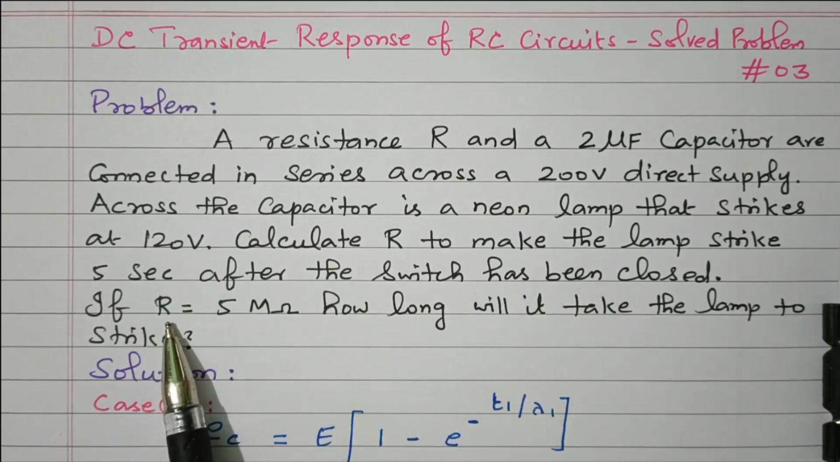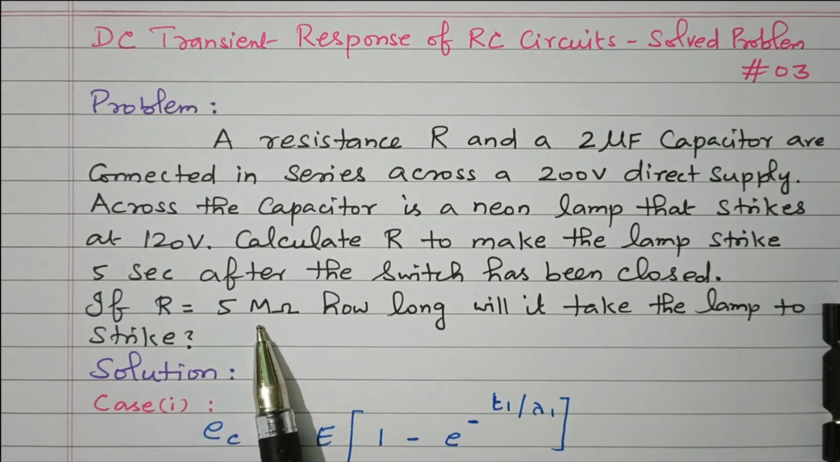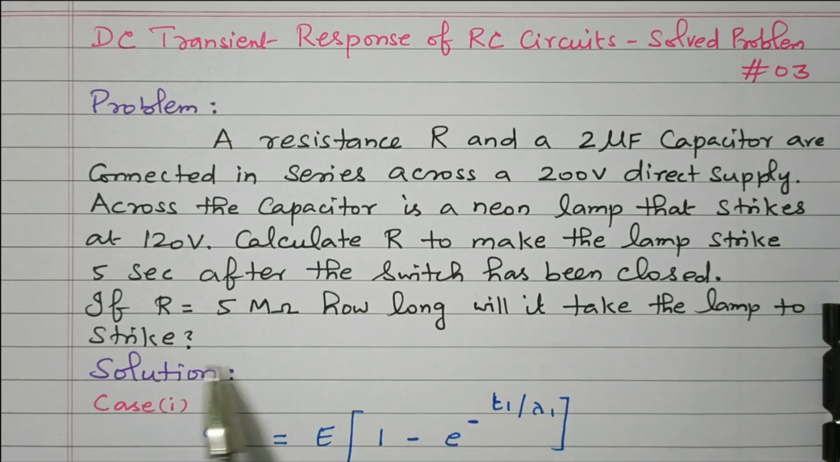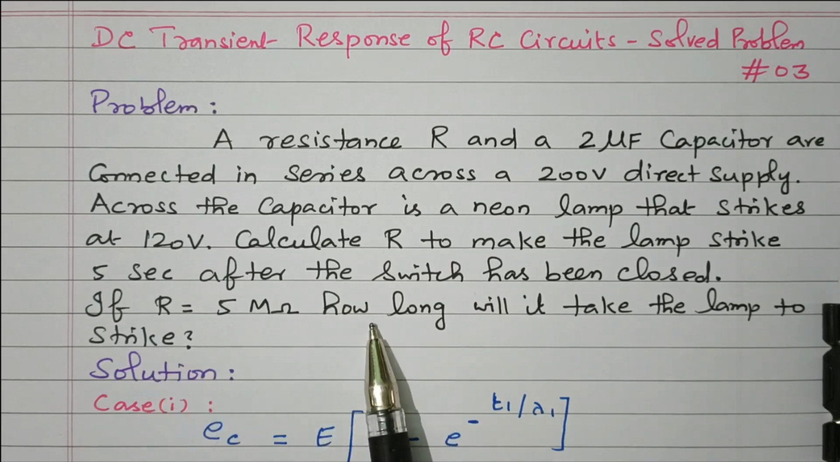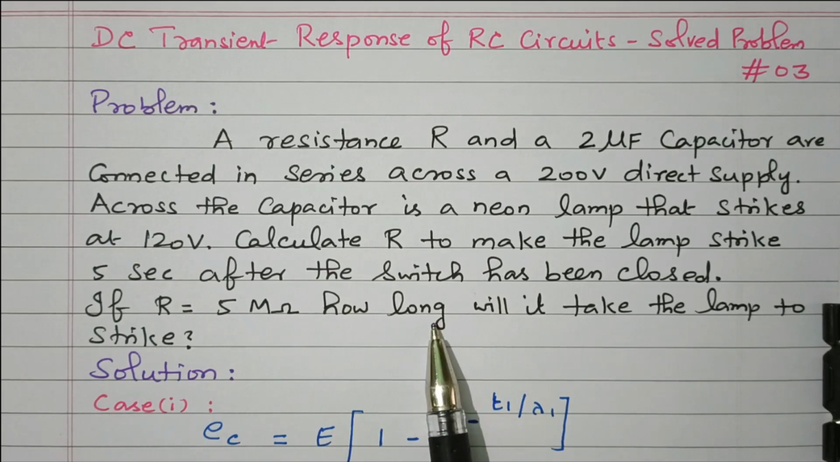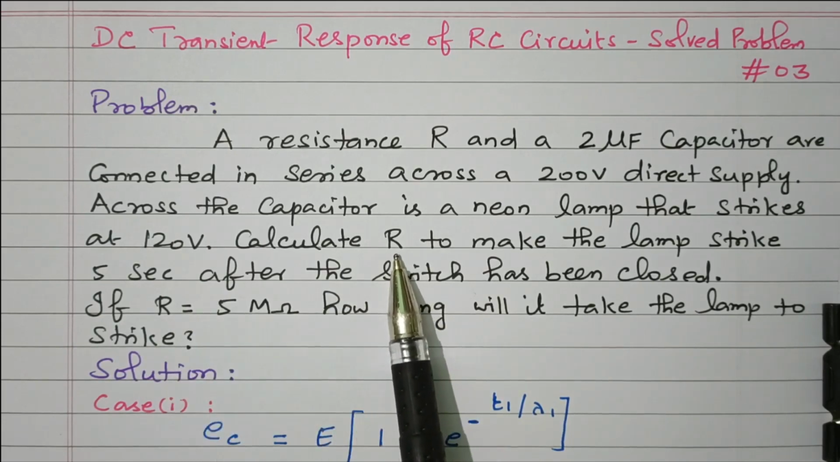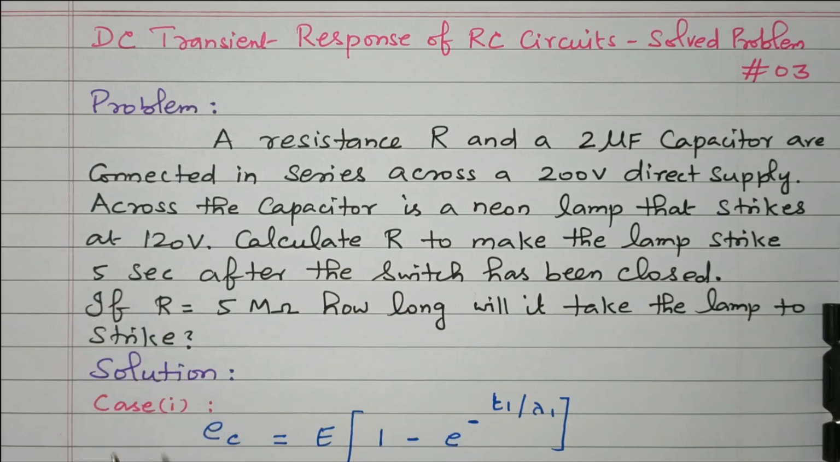Second question, R value is given. R is 5 megaohm. How long will it take the lamp to strike? Here we need to find the time. We need to calculate the time. R value is given. In the first question, R value we need to find. The time is given, 5 seconds.